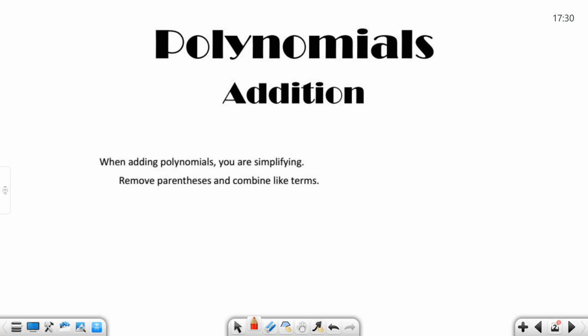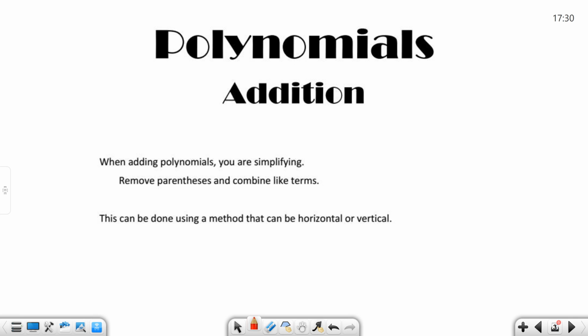Polynomials Addition. When adding polynomials, you are just simplifying. So you remove the parentheses and combine like terms. This can be done using a method that can be horizontal or vertical. I'm going to show you an example of horizontal and vertical, and I typically tend to go with vertical.